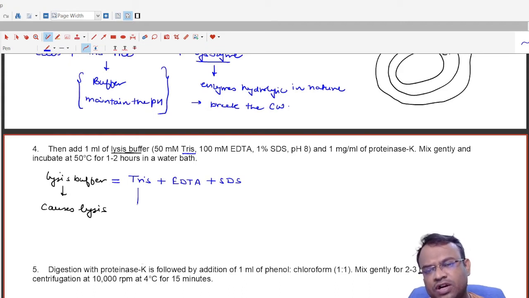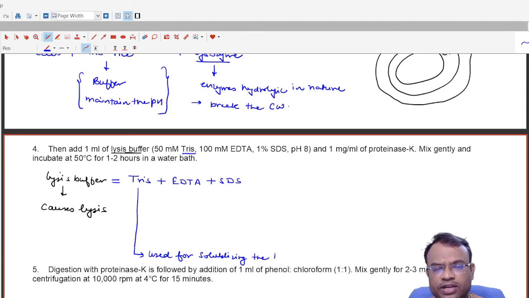First of all, let us talk about the Tris. What does Tris do? Tris basically is used for solubilizing the nucleic acids. We are working on the DNA only, right? So you would want to solubilize the DNA first of all, because if it remains in the precipitate form, the concentration might get less. So Tris basically helps in solubilization.